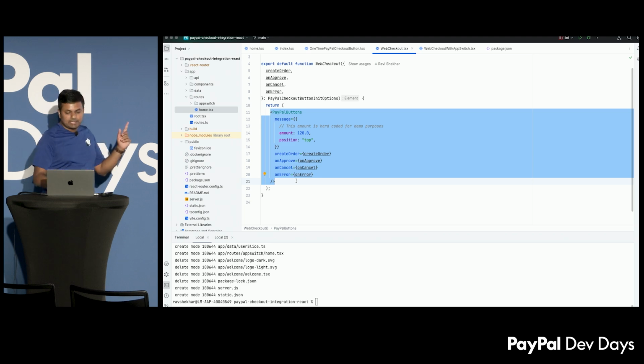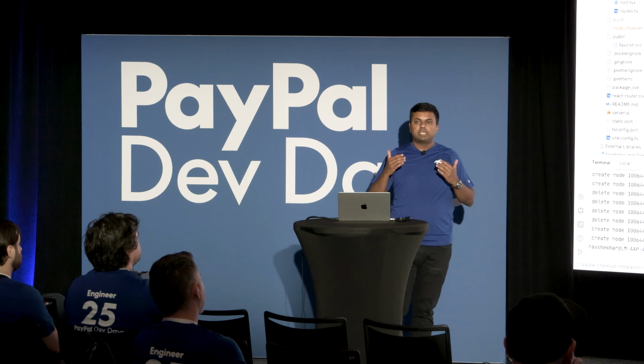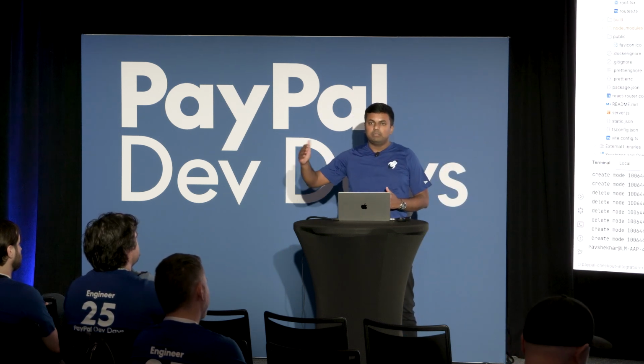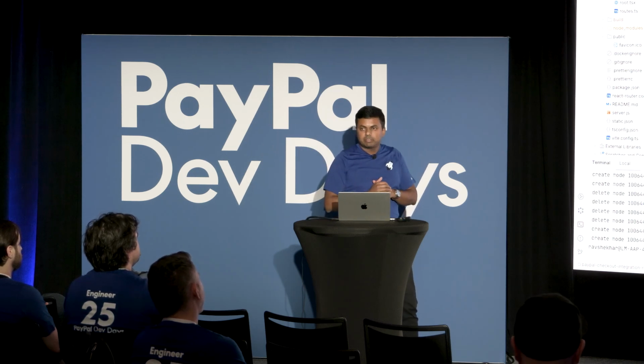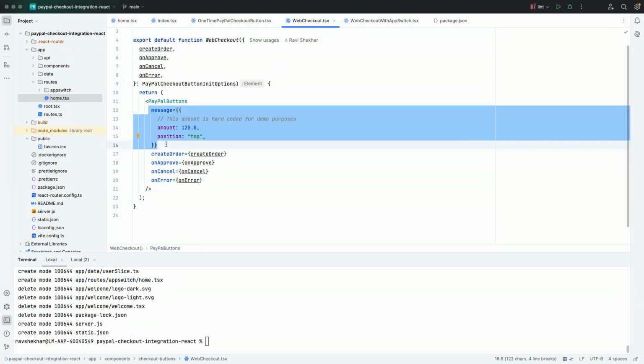As I was mentioning earlier, a merchant needs to pass two of the most important lifecycle hooks, create order and on approve. On a very high level, and I will go a little deeper into that as well, create order is fired when the user first clicks the PayPal button, and on approve is fired when the user has completed all the steps on PayPal checkout. Apart from that, as Krish was mentioning earlier, you as a merchant can also pass the total amount of the entire checkout cart. This allows the buttons component to render appropriate credit messaging.